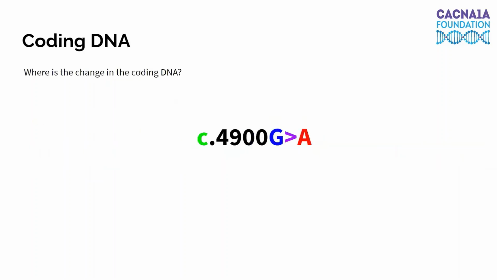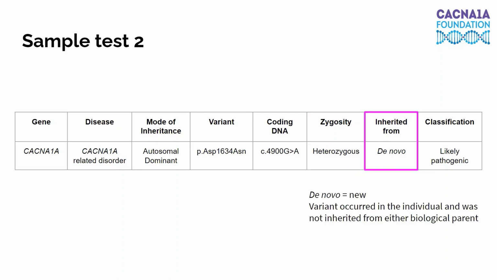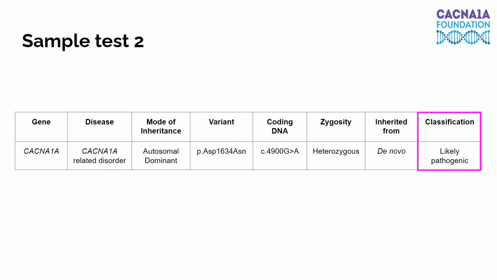The coding DNA change is that at position 4900, the nucleotide G or guanine was changed to an A or adenine. And the zygosity here is heterozygous. So again, only one of the chromosomes contains a copy of the variant. The inherited from column has something new, de novo. And de novo itself means new. So the variant occurred in the individual and was not inherited from either biological parent. And lastly, the classification here is likely pathogenic. So there is some data linking this variant to a disease.